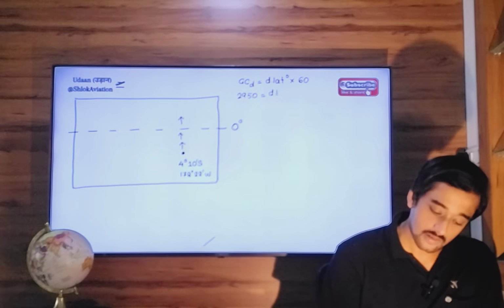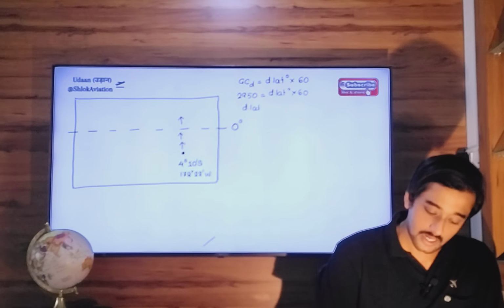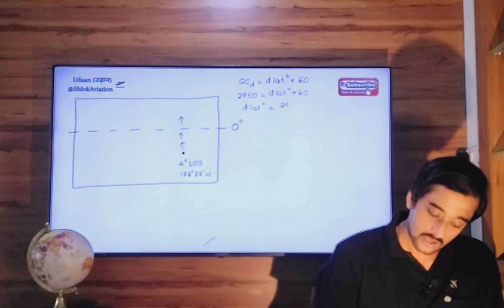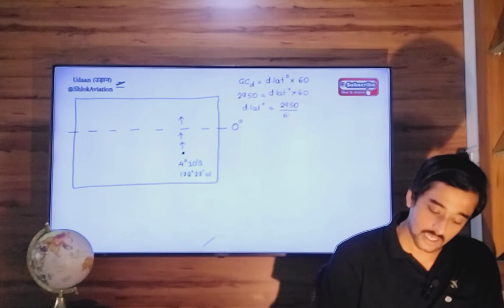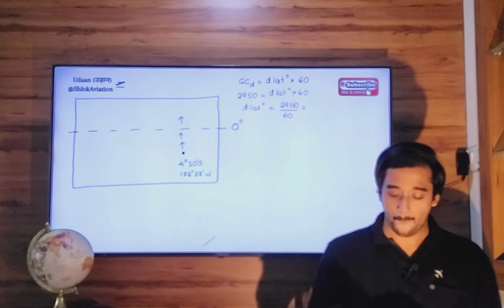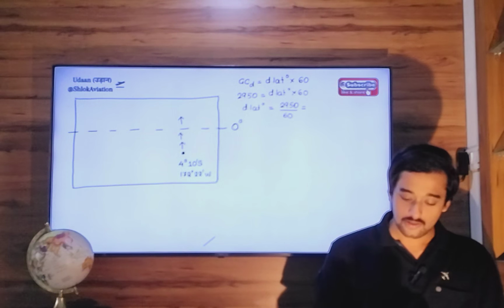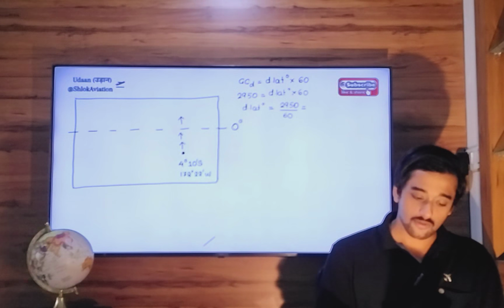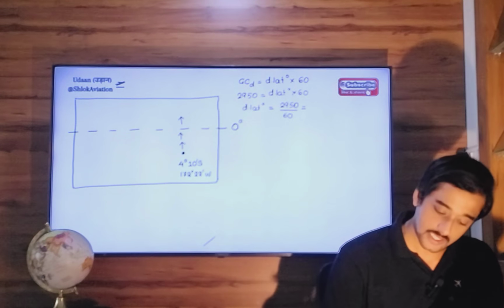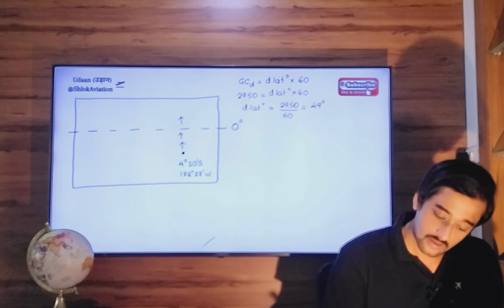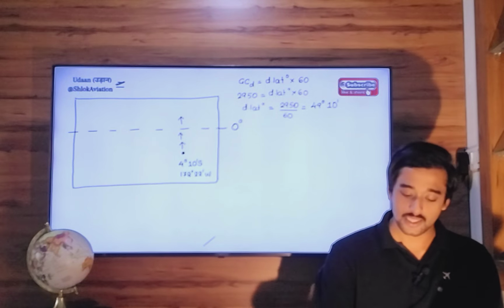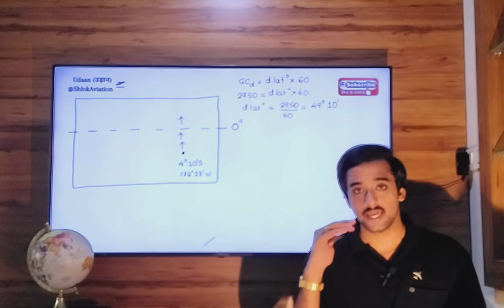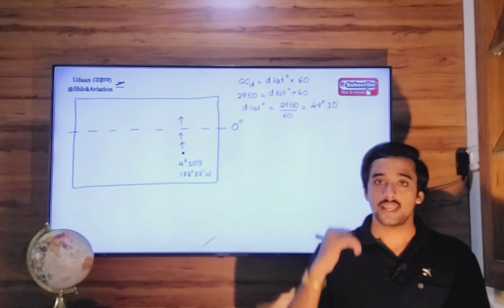d lat into 60. So d lat in degrees equals 2950 by 60, which is equal to 49 degree 10 minutes. Now this is the total difference between the initial latitude and your final latitude.